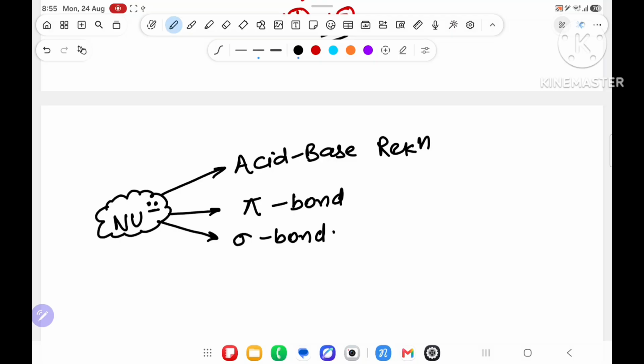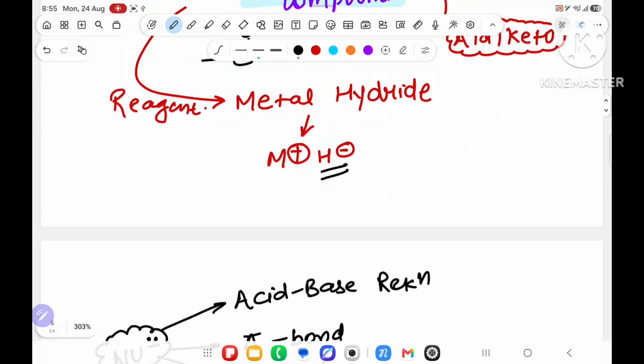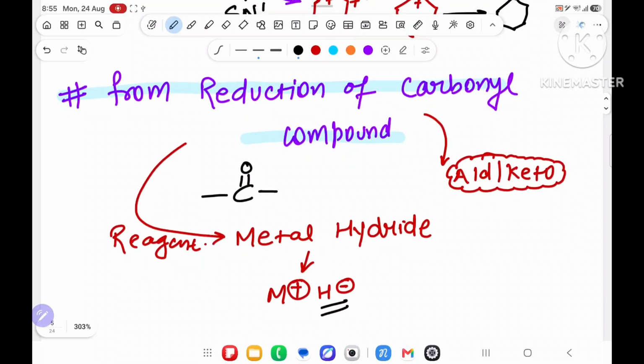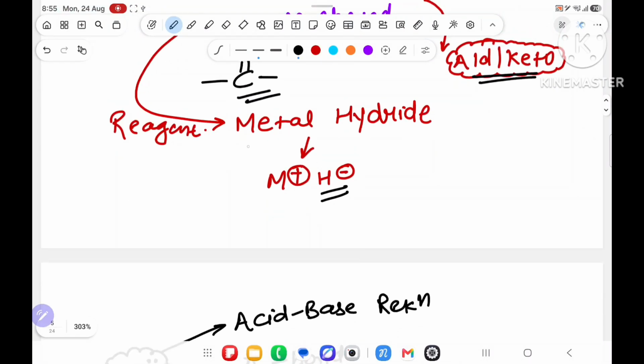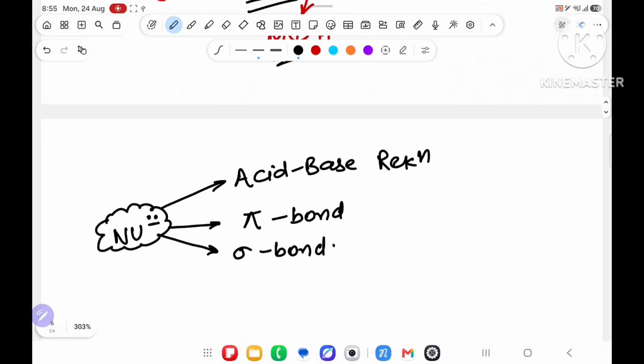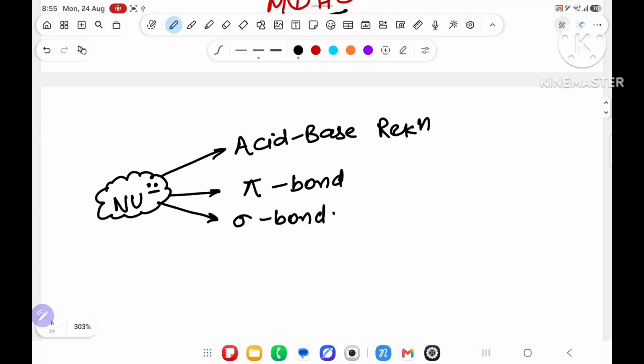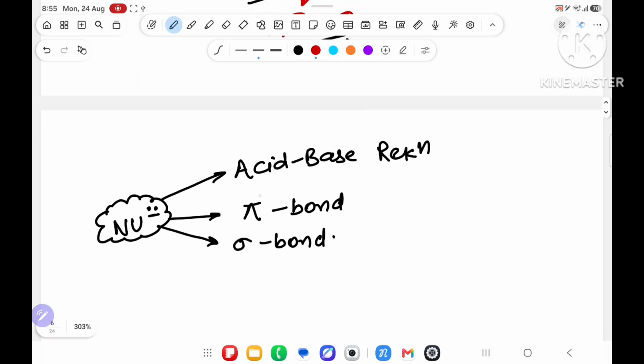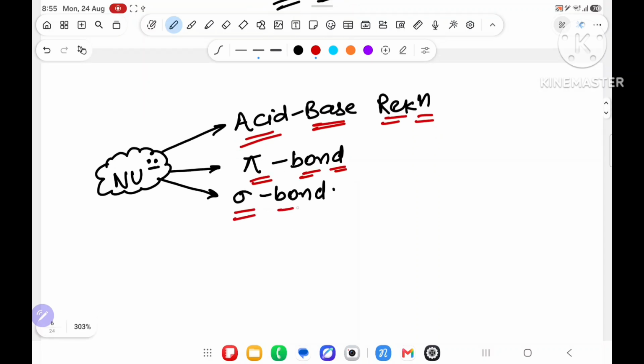Understanding the point means any nucleophile H minus is there, it will do reduction of carbonyl compound, especially C double bond O, especially for aldehyde and ketone, and the reagent we take is metal hydride M plus H minus. Now I am saying if you see any nucleophile, that nucleophile first tries to do acid-base reaction. If acid-base reaction is not possible, then it will try to attack the pi bond. If pi bond is not possible, then it will try to attack the sigma bond. Not just here, everywhere this is the power of a nucleophile.